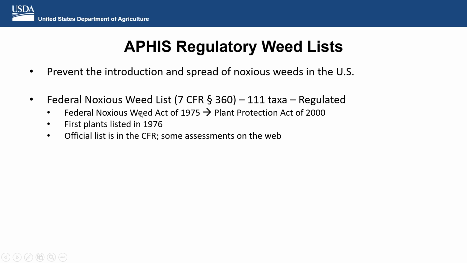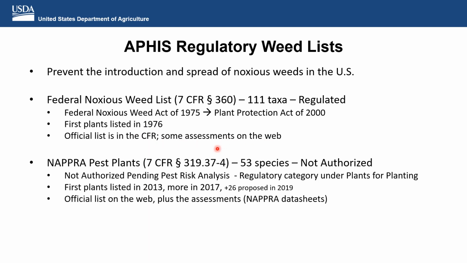Our authority for regulating noxious weeds originally came from the Federal Noxious Weed Act of '75, but then the Plant Protection Act of 2000 pulled together various laws into one place to give us one comprehensive authority. But we listed our first plants on the federal noxious weed list in 1976 and have added more to that list every 5 to 10 years. The official list is located in the Code of Federal Regulations, but we also have a list on the web, and we also have some assessments available on the web.